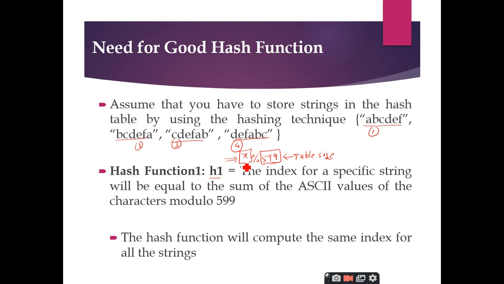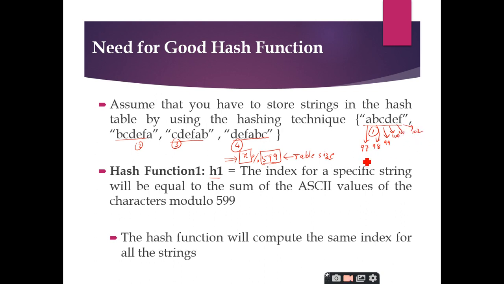So how am I going to do this? In the first hash function, I am taking the ASCII values and adding them, and whatever result I get, I will take it as the value of this particular string. So what is the ASCII value of lowercase a? 97. After that we have b as 98, and this is 99, this is 100, this is 101, and this is 102.